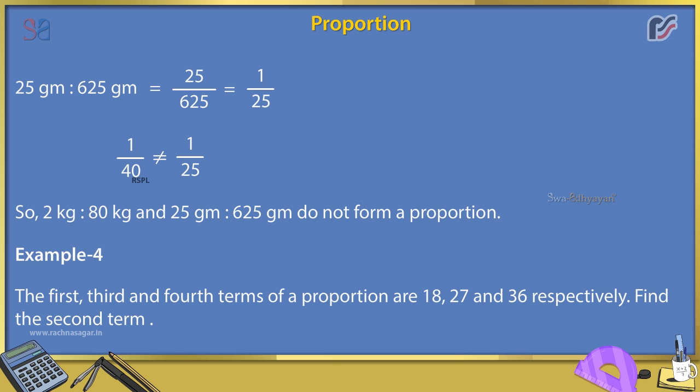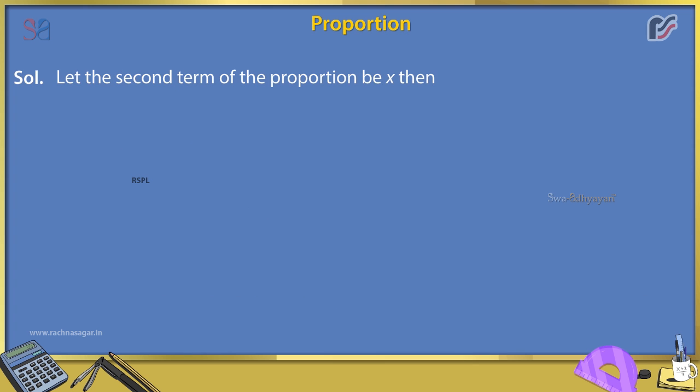Example 4. The first, third and fourth terms of a proportion are 18, 27 and 36 respectively. Find the second term. Solution. Let the second term of the proportion be x. Then 18 is to x as 27 is to 36.